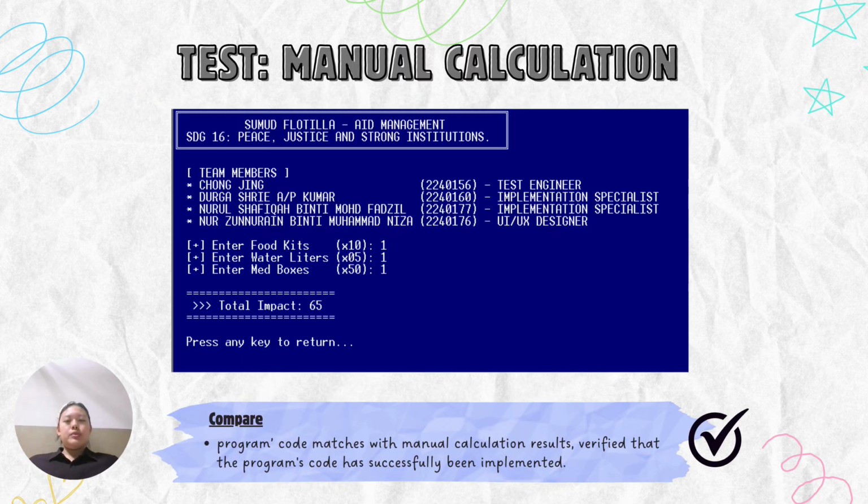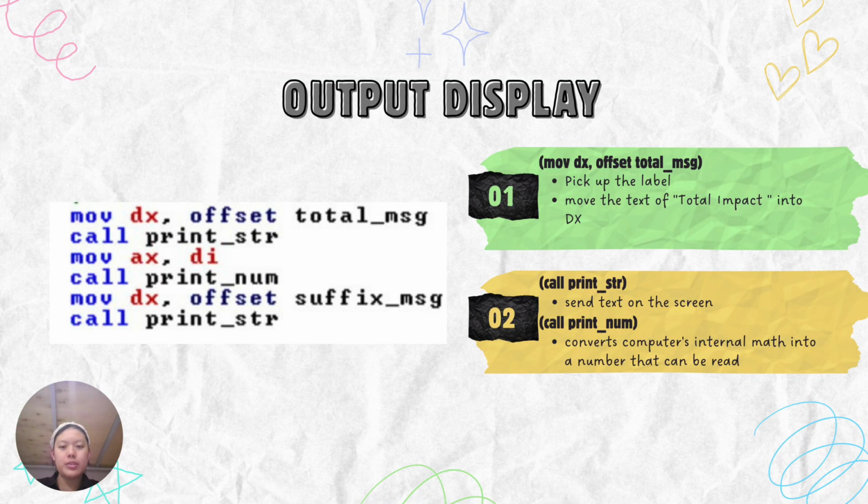By comparing the program output, we will realize that the output completely matches the manual calculation, which verifies that this program is successfully implemented. For the output display, from the start, move DX offset total MSG, which means pick up the label and move the text of total impact into DX. Call print str, it will print the text to the screen so that the user knows what the number represents. The final calculated total impact, which is stored in DI, will move to DX for printing.